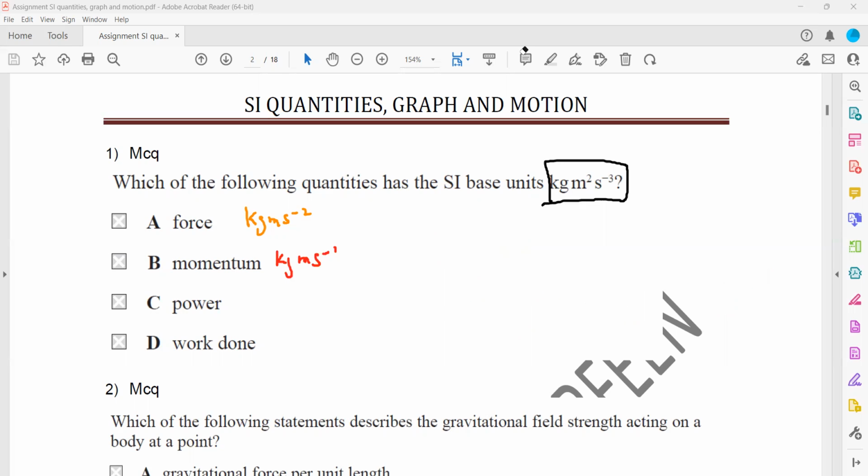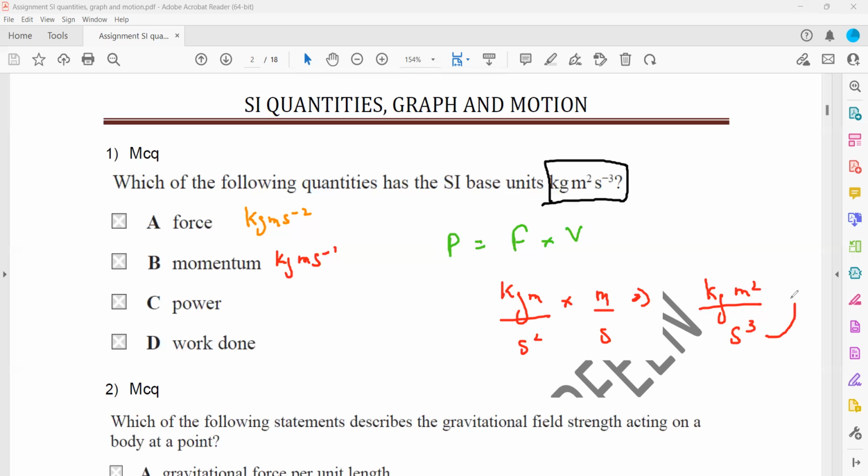Then we check power. Power is work done per unit time. Power is also force into velocity. Different formulas are there for power. And for force, we already worked out the base unit. What is the base unit of force? Force itself is kilogram meter per second square. And what about the speed or velocity? That is meter per second. When we simplify this, it will turn out to be kilogram meter square second raised to power 3.